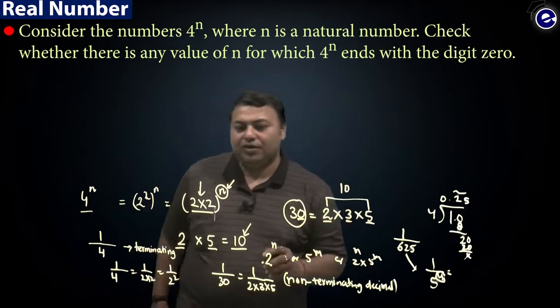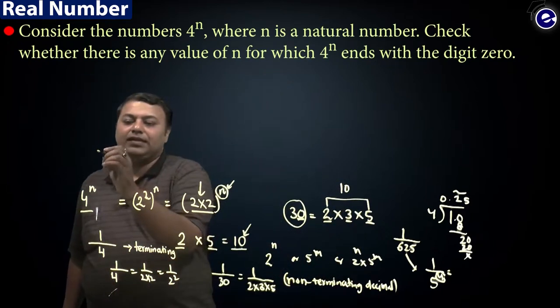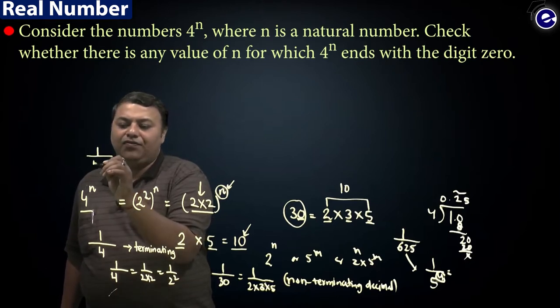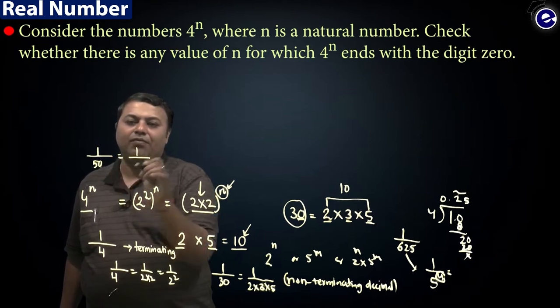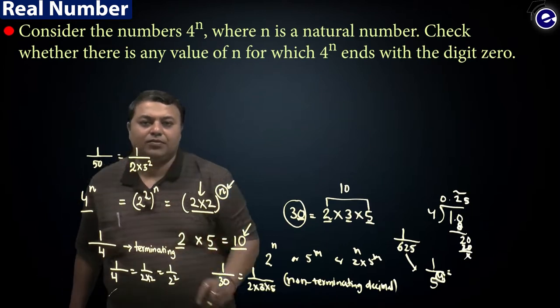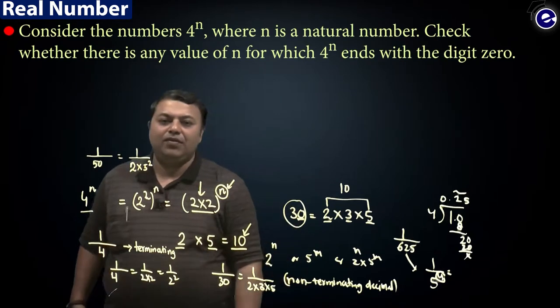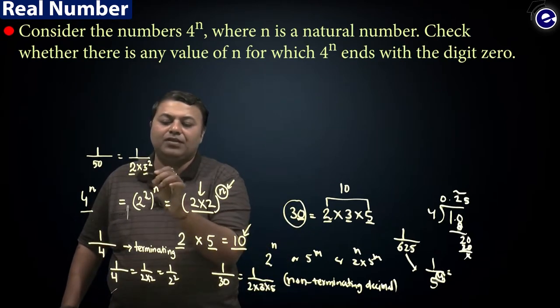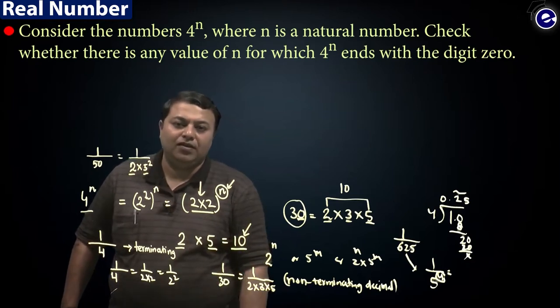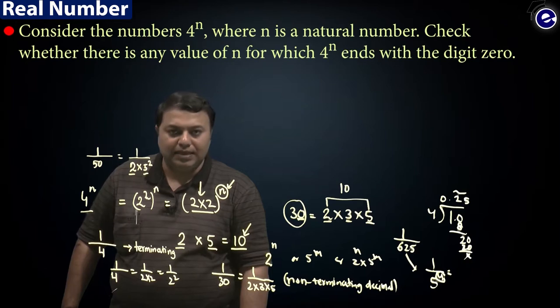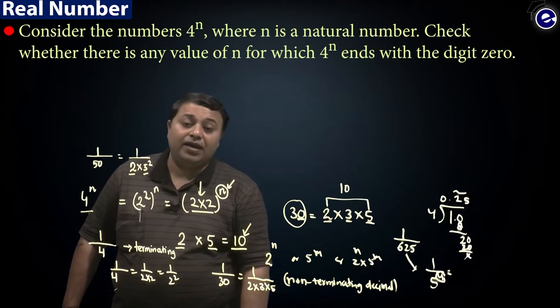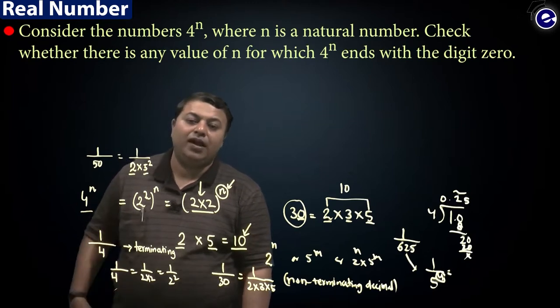Okay, we can try one more thing. Let us try this. I'll write this one. For example, 1 by say 50. So that is equal to 1 by how much? 2 into 5 square. How many places of decimal you will have in this case? Because we have a mixture of 2 and 5s only, will it be a terminating decimal? Yes, it is going to be a terminating decimal.